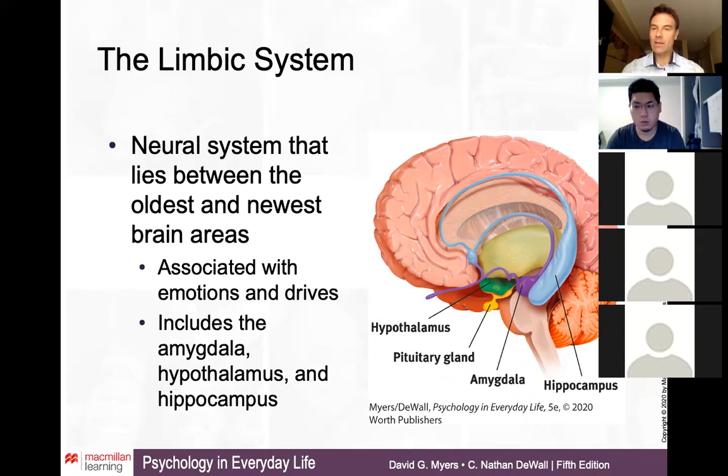The amygdala, that is responsible for representing aggression and fear, and hippocampus, that's responsible for memory, spatial memory, and also forming new memories. So moving information from short-term memory to long-term memory. But I will talk about that later in the course when we talk about learning and memory.